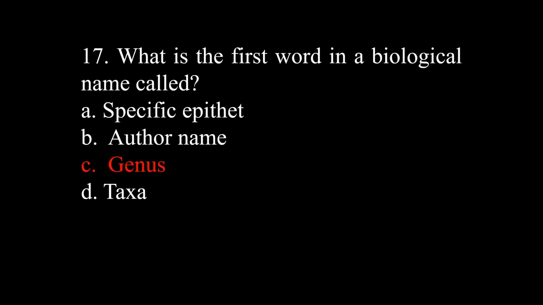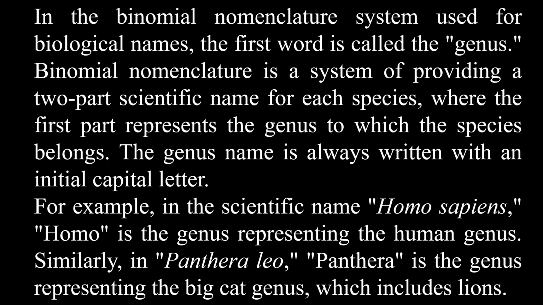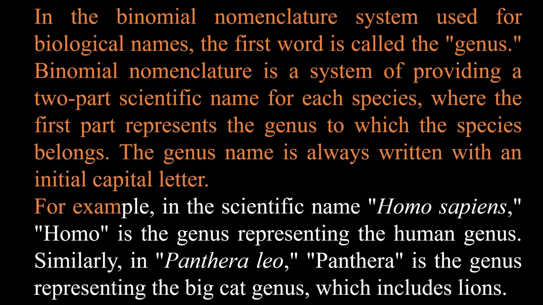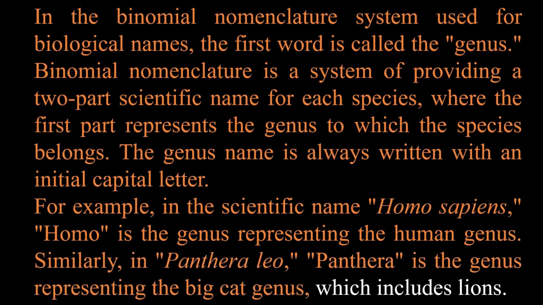Genus. In the binomial nomenclature system used for biological names, the first word is called the genus. Binomial nomenclature is a system of providing a two-part scientific name for each species, where the first part represents the genus to which the species belongs. The genus name is always written with an initial capital letter. For example, in the scientific name Homo sapiens, Homo is the genus representing the human genus. Similarly, in Panthera leo, Panthera is the genus representing the big cat genus, which includes lions.